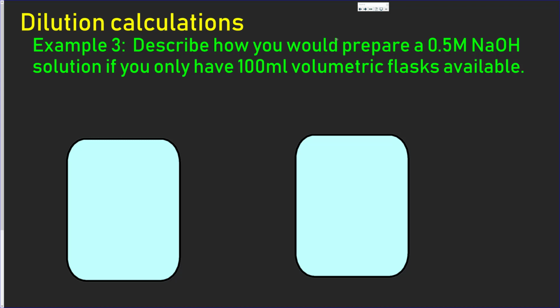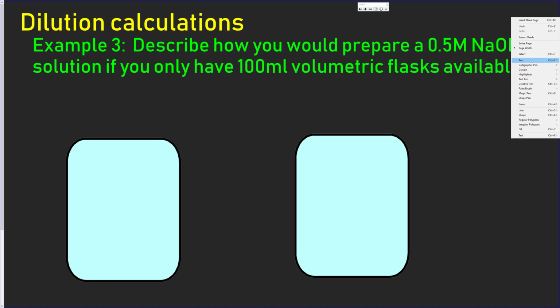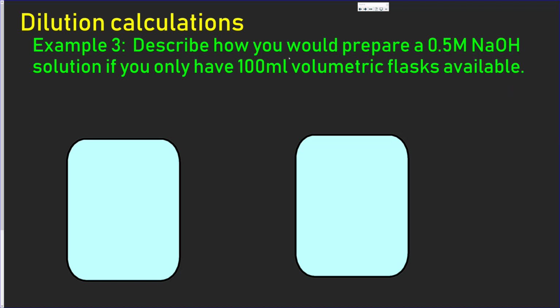So this is a realistic example of how we use dilutions. Here's the question: describe how you would prepare a 0.5 molar NaOH solution if you only have a 100 mL volumetric flask available. This is a very practical example because you're trying to make a 0.5 molar solution, but you only have these in your lab to use. So how do we even start, and where do we begin here?